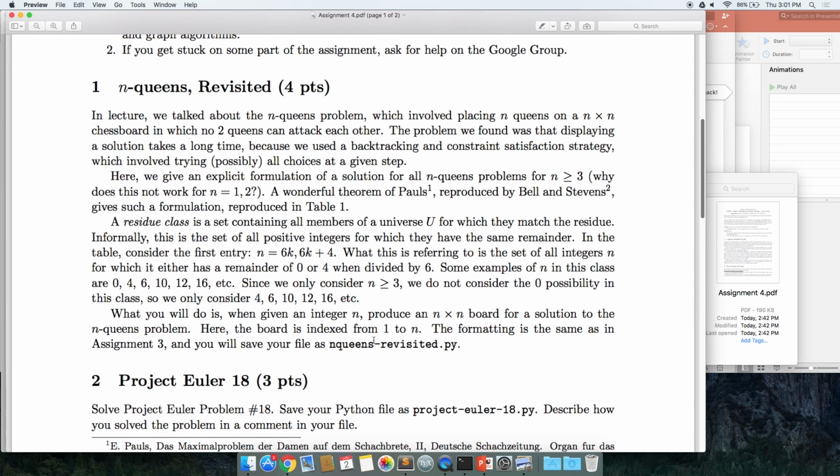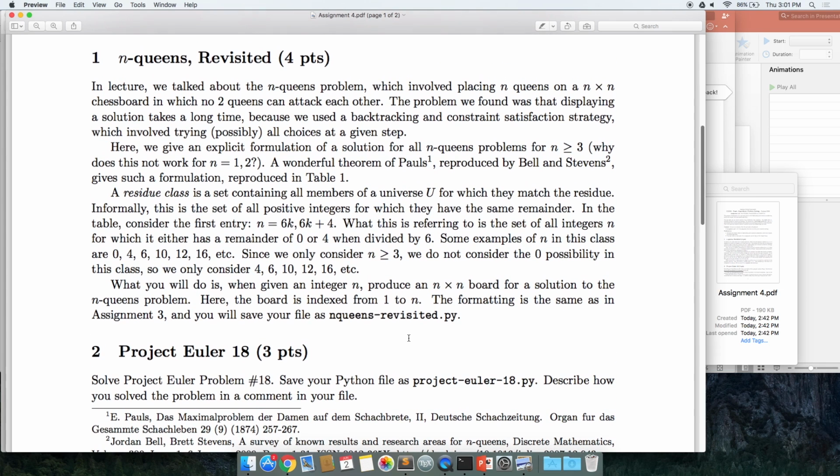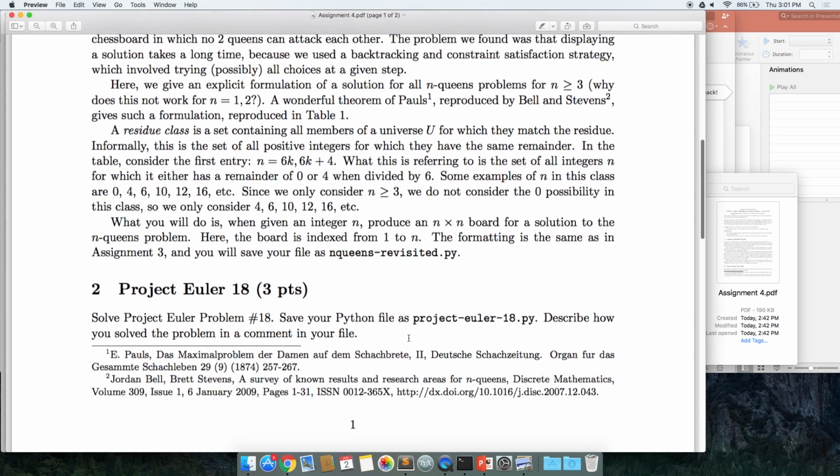You're still working on the n-queens problem for assignment 3, but it turns out that there is an explicit way, for any possible n, to print a valid n-queens solution without having to do backtracking. In assignment 3, I want you to do backtracking, but here I want you to use a well-known theorem which allows you to construct one straight away.